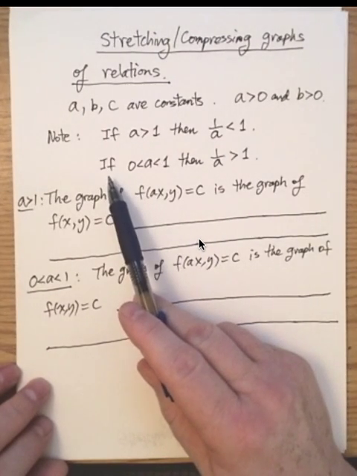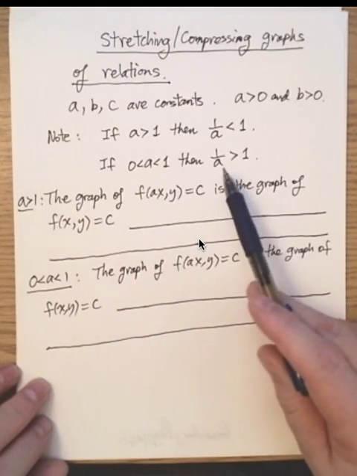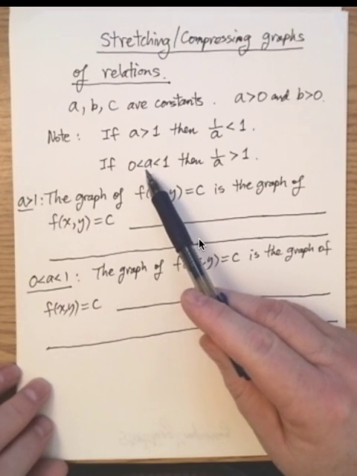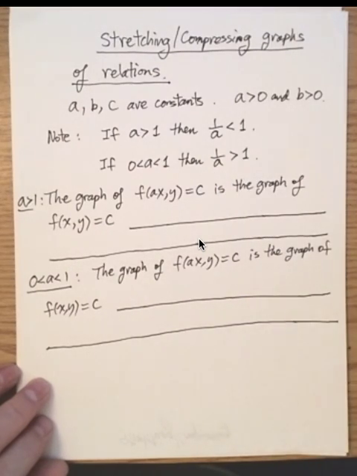However, if A is between 0 and 1, then its reciprocal is greater than 1. For example, suppose A is 1/7. That's between 0 and 1. Its reciprocal is 7, which is certainly greater than 1. So you guys can contemplate that just a little bit here.